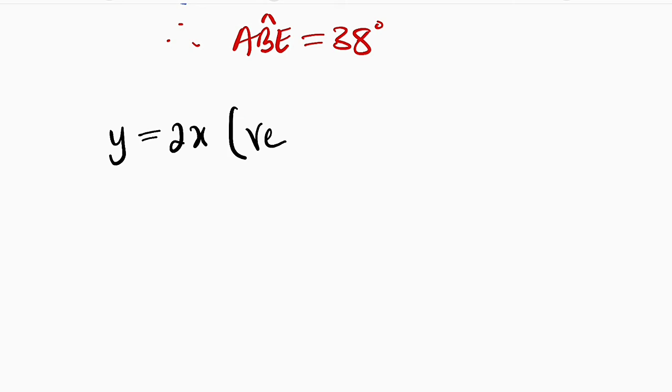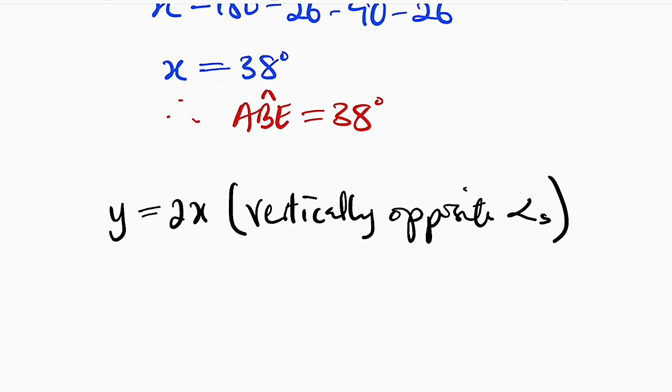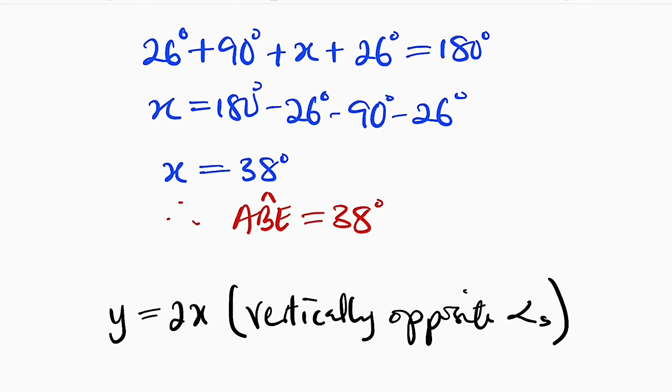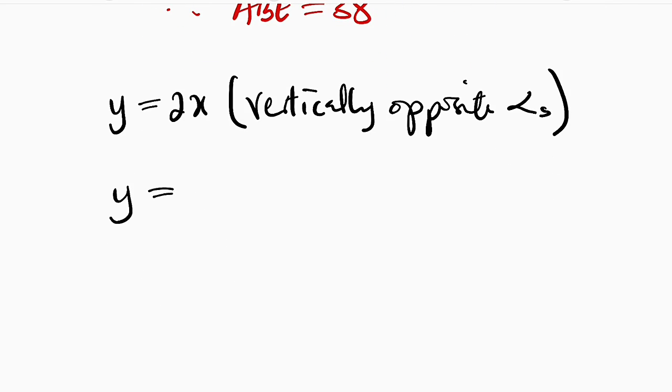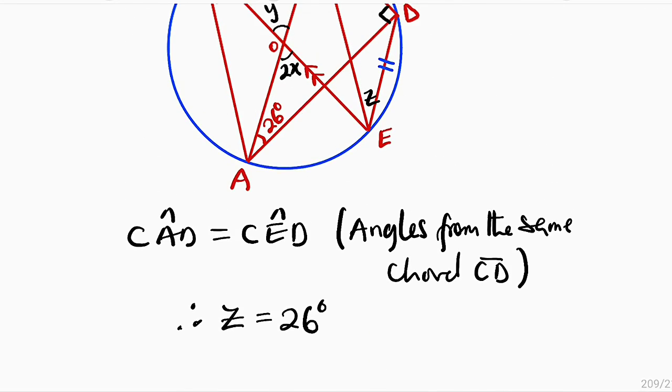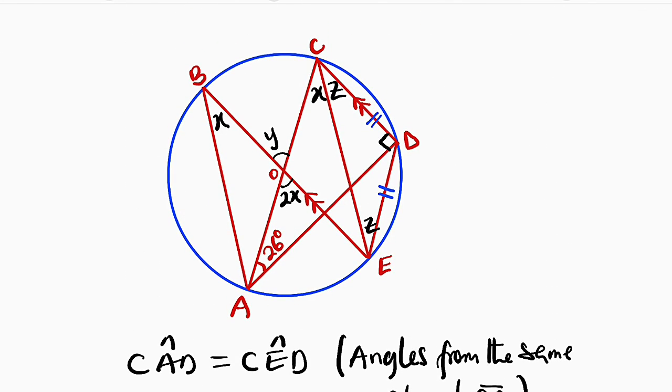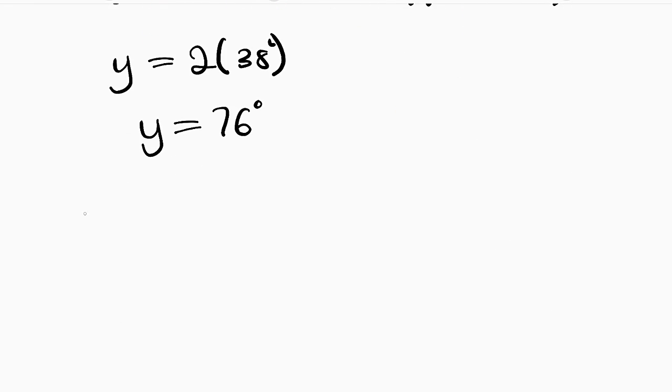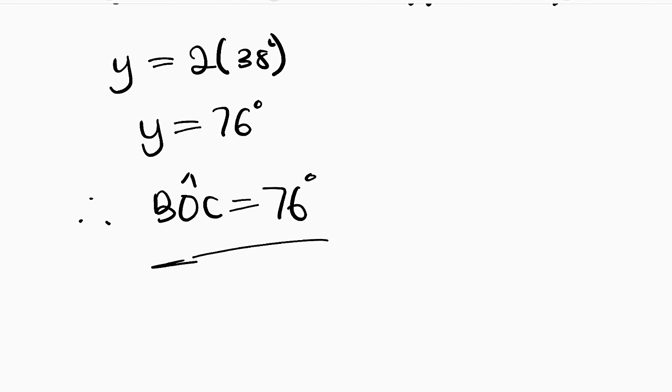You can write it: vertically opposite angles. But what is 2x? X is this, right? So therefore y will be equal to 2 multiplied by x, which is 38 degrees. And 2 multiplied by 38 is 76. Therefore y is equal to 76 degrees. But remember that this y is what? Angle BOC, which we are looking for. Therefore BOC is 76 degrees, as simple as that.